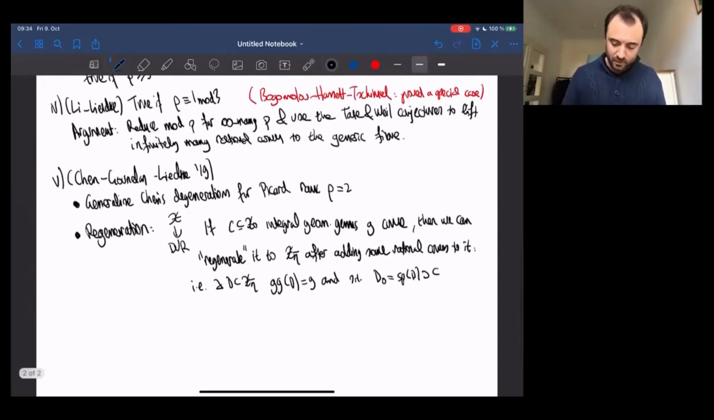Okay, so that's one of the two techniques. And the second one, which I'll again only sketch, is we want to solve the breaking up problem.